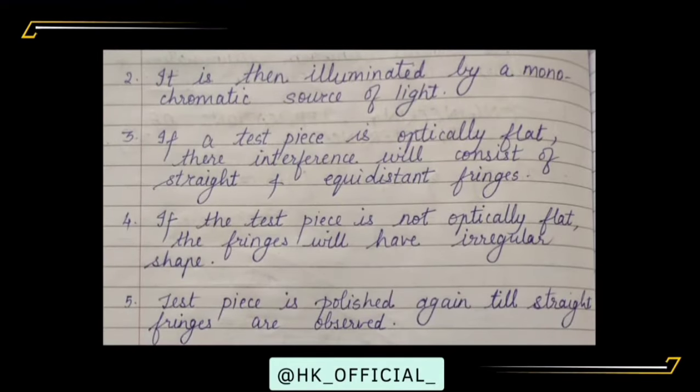Then second, it is illuminated by a monochromatic source of light. Then third, if the test piece is optically flat, the interference will consist of straight and equidistant fringes. Then fourth, if the test piece is not optically flat, the fringes will have an irregular shape. Fifth, the test piece is polished again till straight fringes are observed. I hope this is clear to you now.